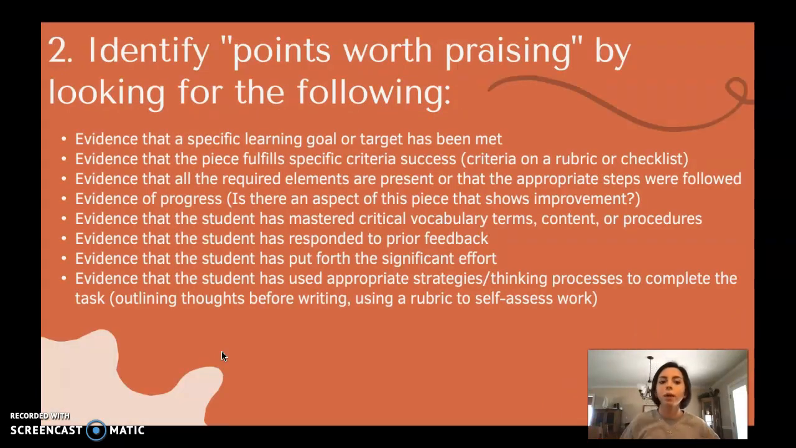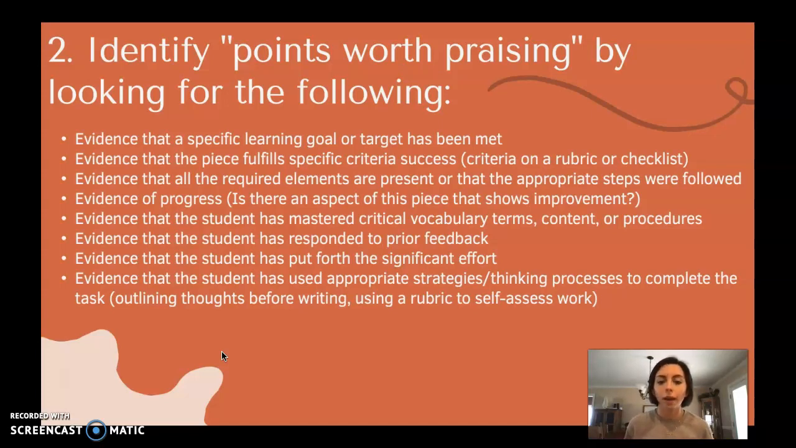Identify points worth praising by looking for the following: evidence that a specific learning goal or target has been met, evidence that the piece fulfills specific criteria of success, such as criteria on a rubric or checklist, evidence that all the required elements are present or that the appropriate steps were followed, evidence of progress. Is there an aspect of this piece that shows improvement?